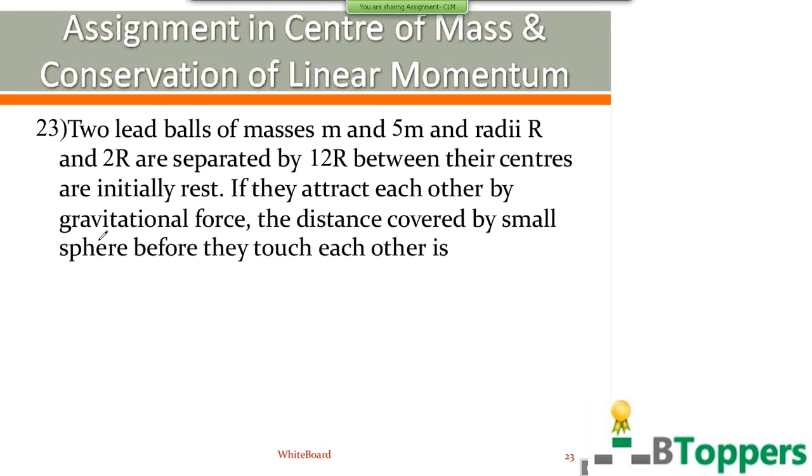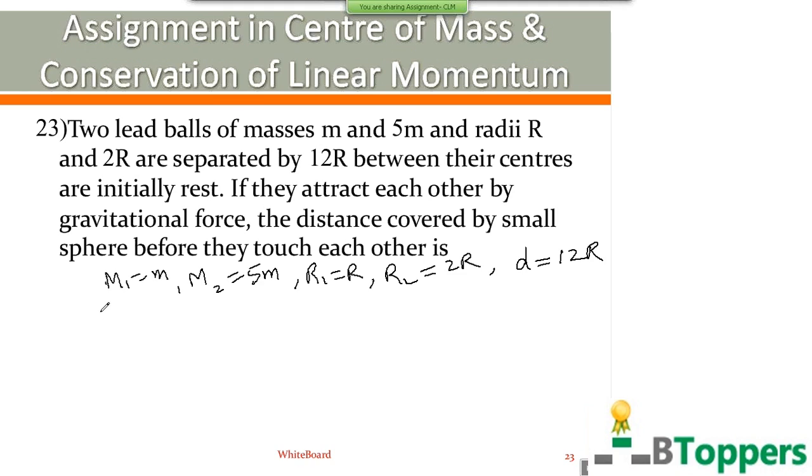So here, the mass of the first sphere m1 equal to m. The mass of the second sphere m2 equal to 5m. Radius of the first sphere, denoted by r1, equal to r. The radius of the second sphere, denoted by r2, equal to 2r. The initial separation between the two spheres, denoted by d, is equal to 12r.